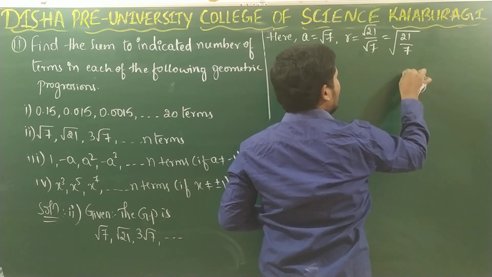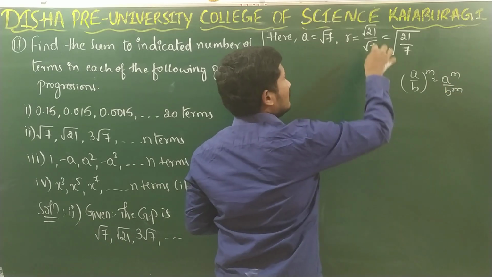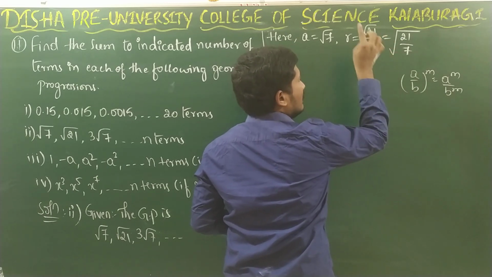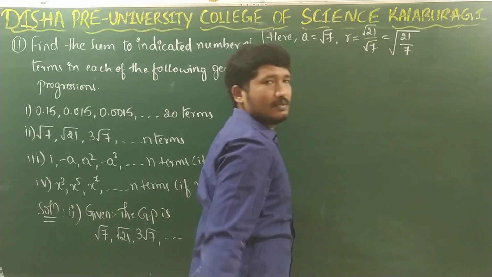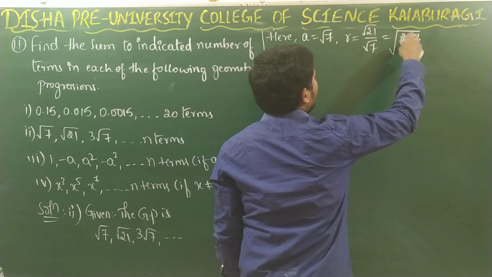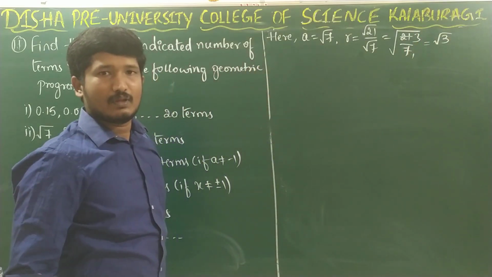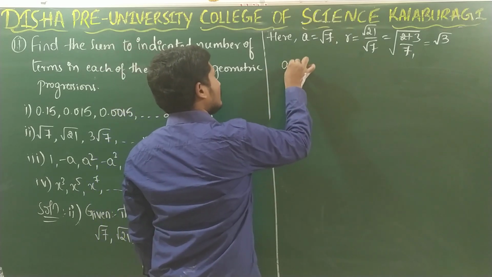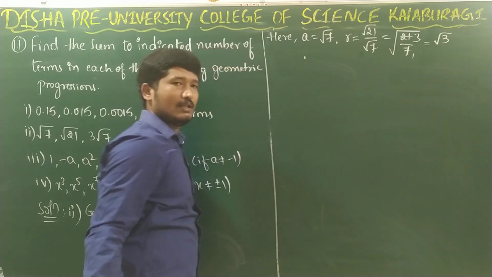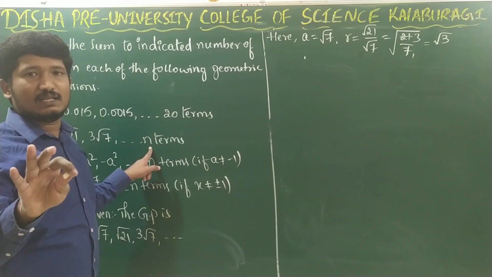(A by B) whole power m is equal to A power m by B power m. Here m is the power, that is 1 by 2. The value for A is 21 and the value for B is 7. So see here, 7 1s are 7, 7 3s are 21. So the ratio will be square root of 3. I hope you understood. And the value for n here is n itself. Why are we calculating the value for Sn?